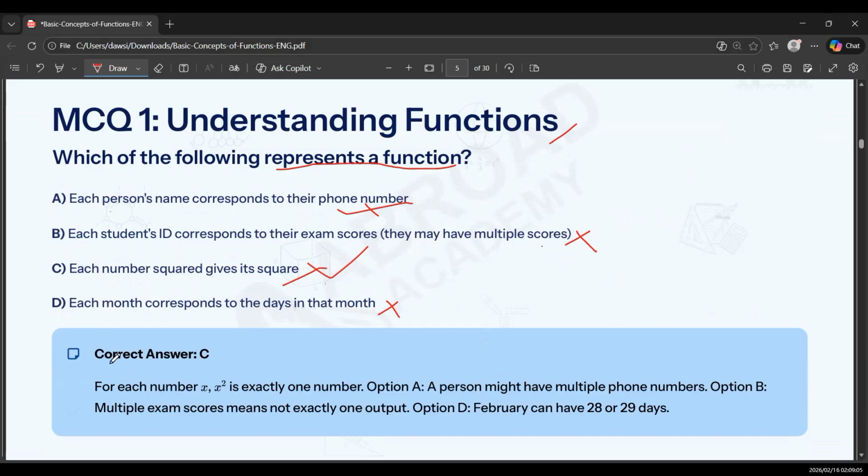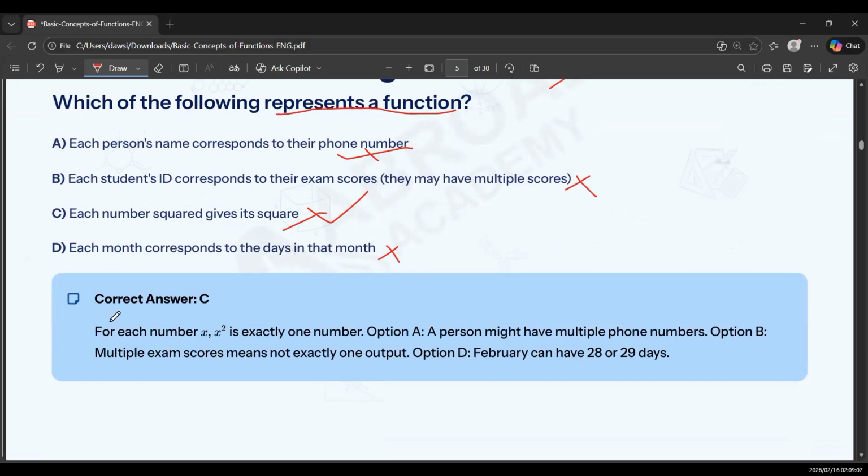Here's the correct answer, C. For each number x, x squared is exactly one number. Option A: a person might have multiple phone numbers. Option B: multiple exam scores means not exactly one output. D: February can have 28 or 29 days.